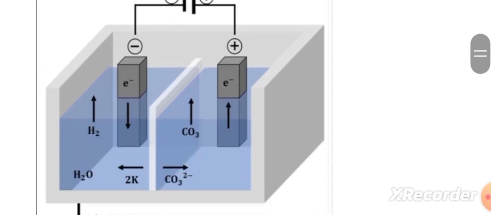Here is the pictorial representation of the electrolytic cell. Potassium chloride is ionized in the water in the electrolytic cell when current is supplied to it, leaving behind potassium hydroxide in a solution.